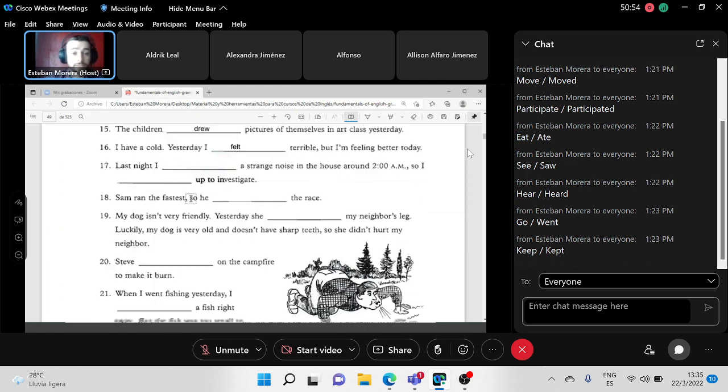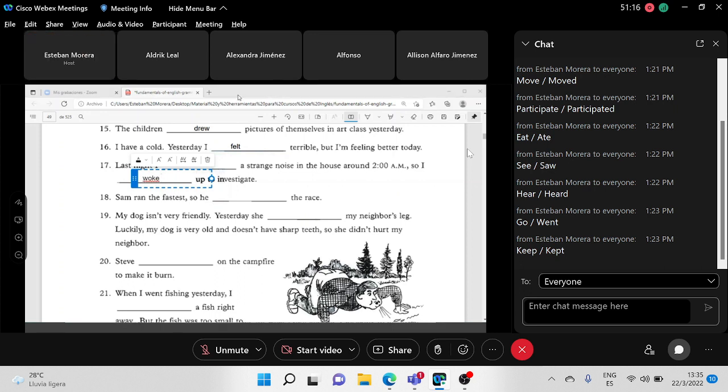Number 17, last night, a strange noise in the house around 2 a.m., so I up to investigate. So here we can use heard, which is the past tense of hear. Hear in the present, heard in the past tense. And in this one, we can use woke. Okay, woke, which is the past tense of wake.